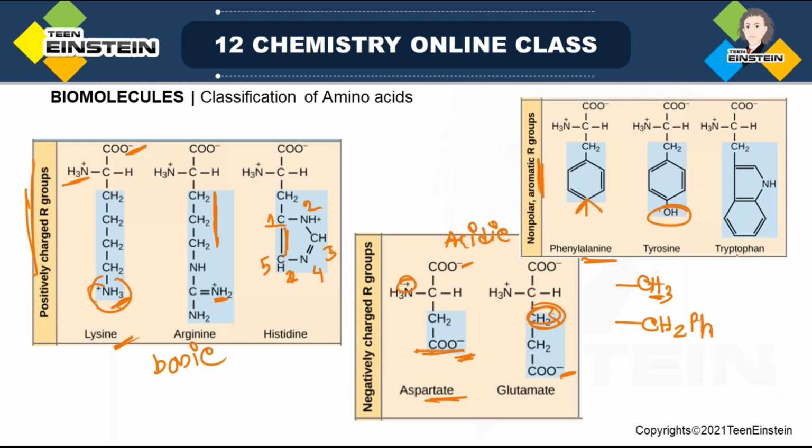And then we have tryptophan, where a CH2 group is there, and then there is a heterocycle, and this circled part is actually known as indole. So indole is this structure.